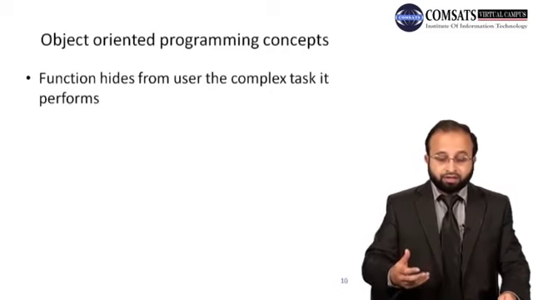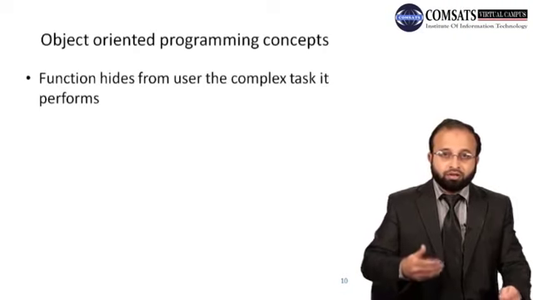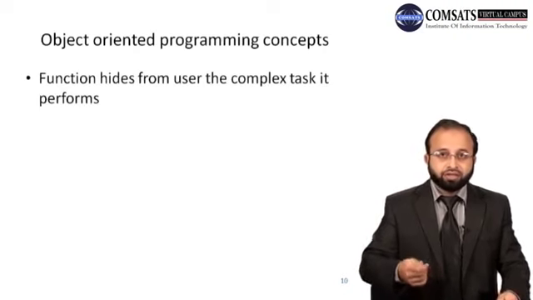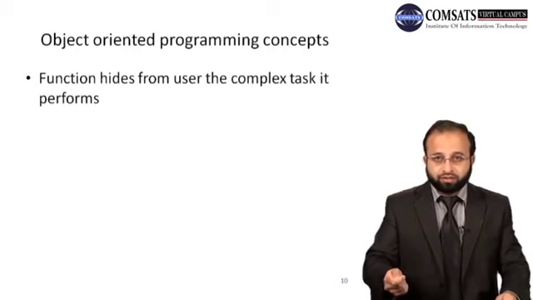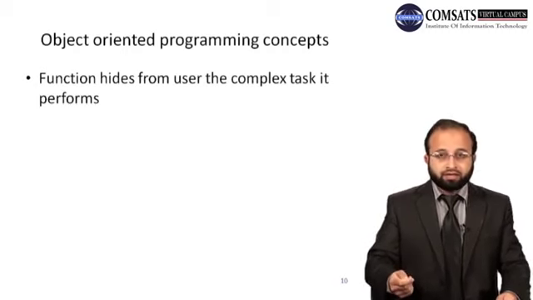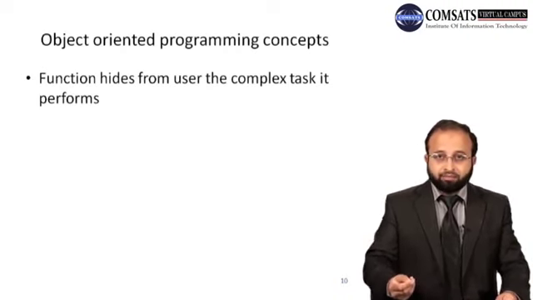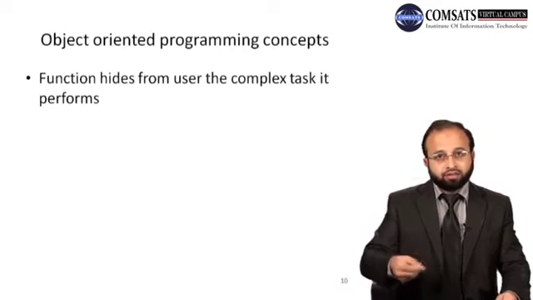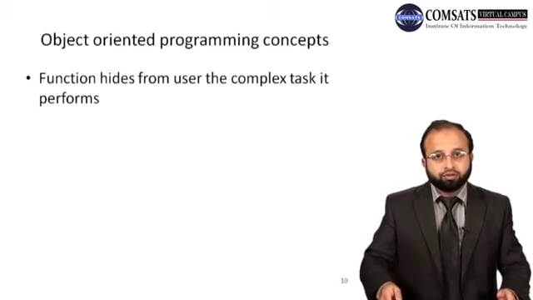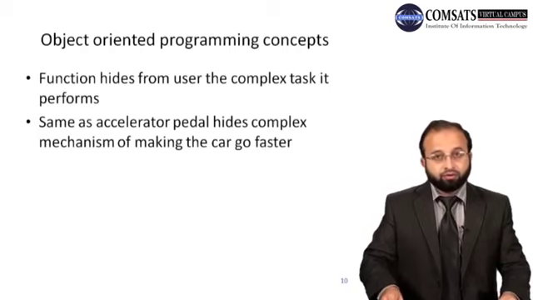So we can say the function hides from the user the complex task it performs, right? All the complex tasks are inside that function, and you just need to know how to call it. What parameter should I pass to that function? This is what you should know. Like in the case of the accelerator pedal, you should know that when I press that pedal, the car goes faster, and when I release the pedal, it goes to a slower speed. So the accelerator pedal hides the complex mechanism of making the car go faster.